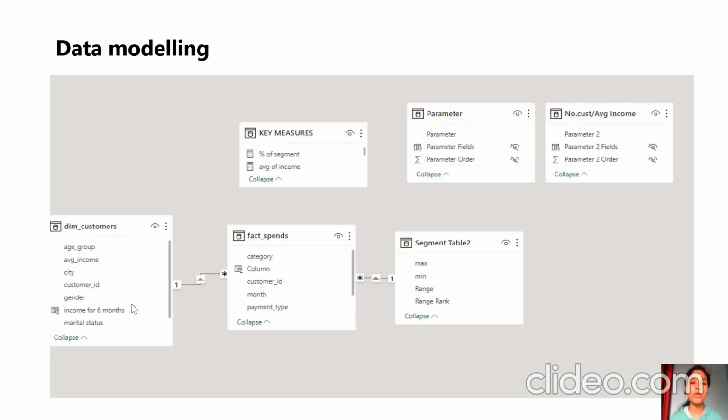Okay, this is the data modeling in Power BI. As they have given dim customer and fact spends, these two are connected with the customer ID, and I have created a new table for segmentation. That segmentation table is connected with the fact table, fact spends. And next, for different purposes, I have created two parameters, and I have created many measures, and I made a separate table for all those measures.